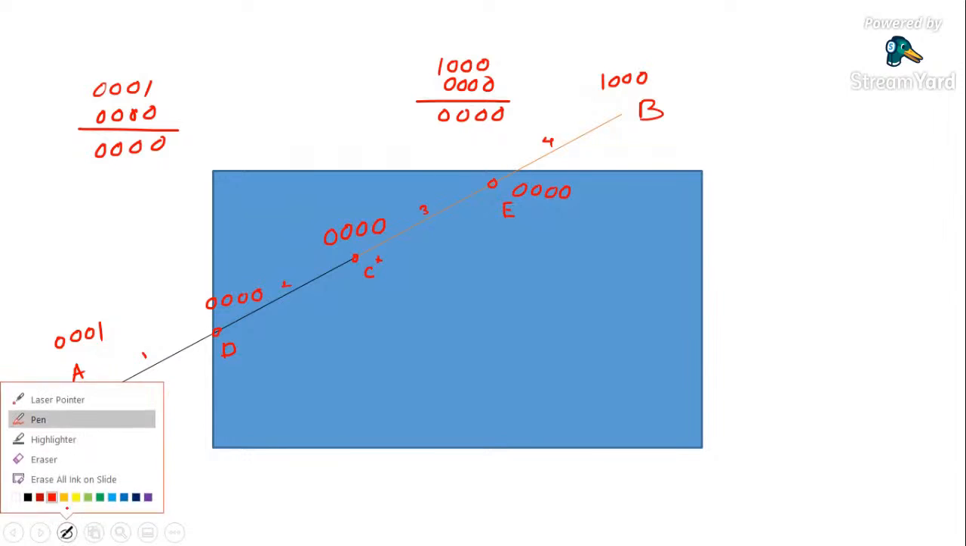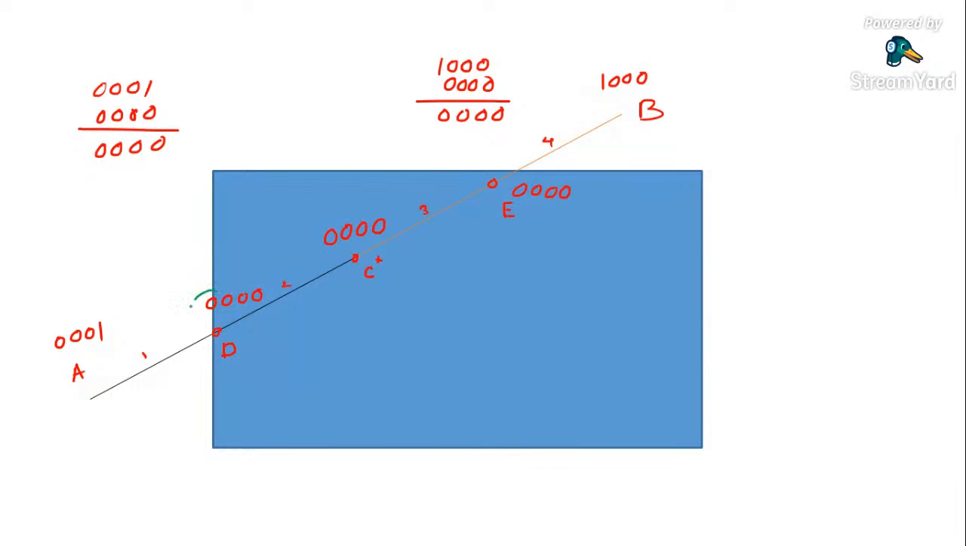For DC, both the region codes are 0000. See here, both the region codes are 0000. So you have to accept this part of the line, accept this. Now DE, both region codes are 0000, accept this part of the line. Now for EB, again the AND is not 0, which means this part is somewhere clipped by the window.